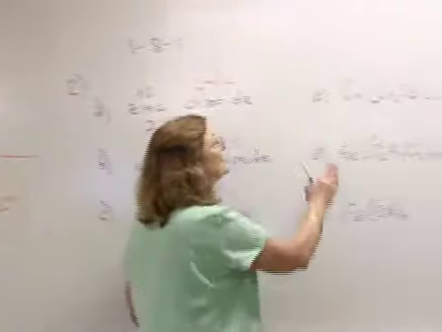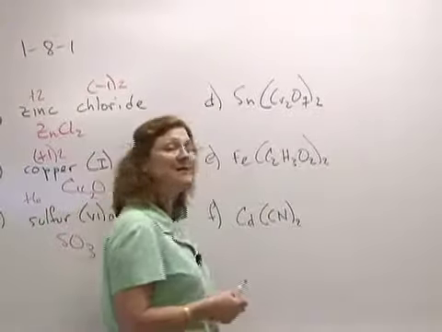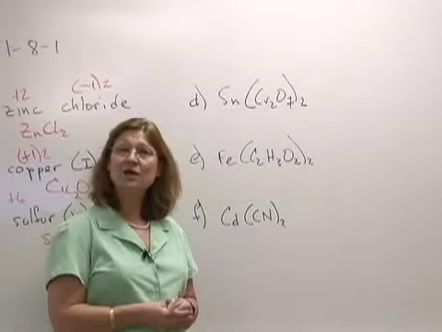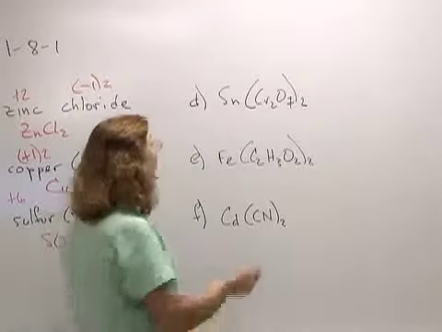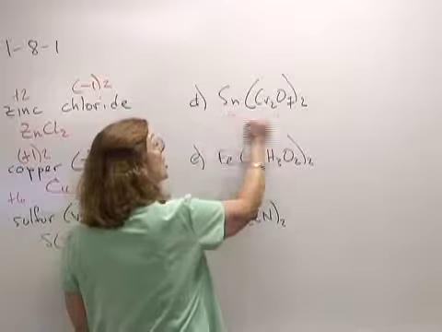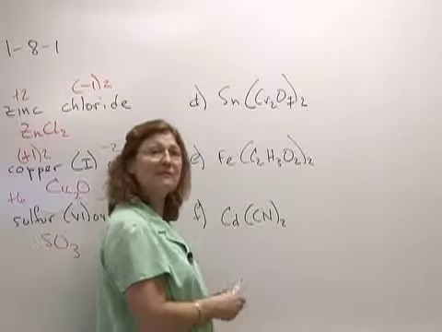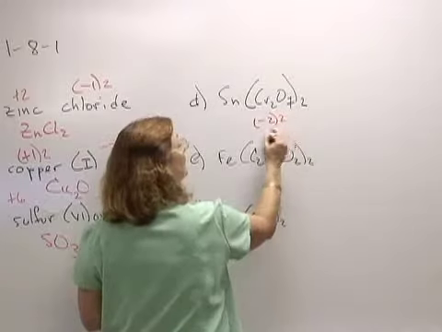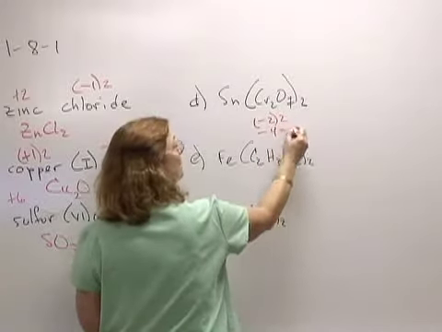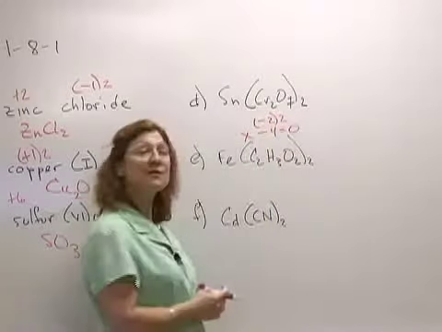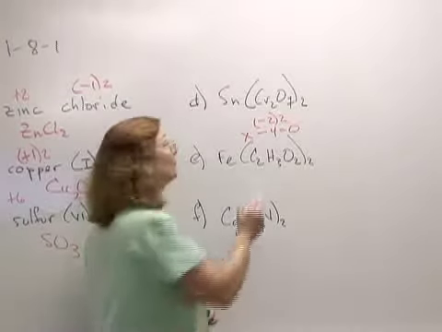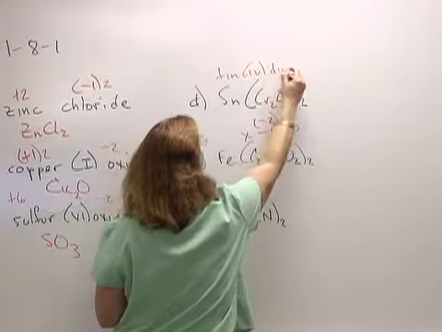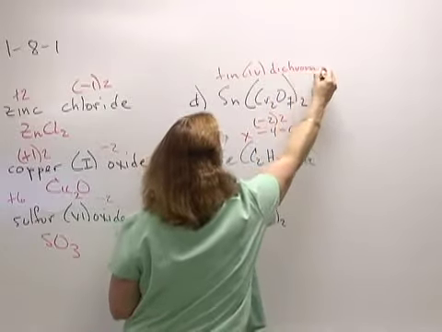In the case of D, the first thing I look at is tin. Is tin one of the ones that never changes? No, it changes. So I have to find its charge. Well, dichromate has a -2 charge. And there are 2 of them. That gives me a -4, and compounds must be 0. Therefore, tin is +4. Tin, Roman numeral 4, dichromate.